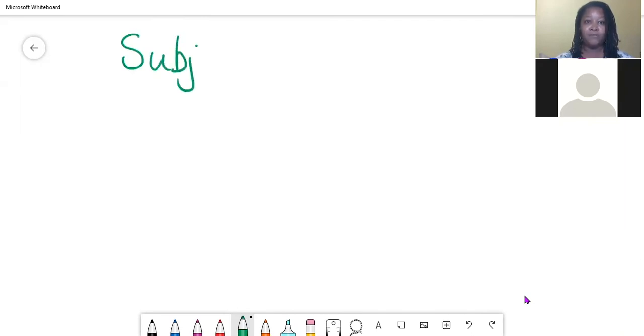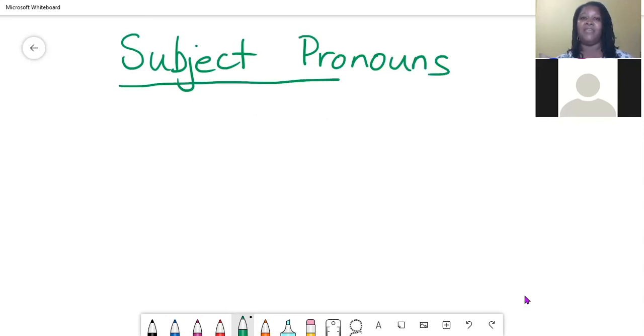Now, one of the things that you want to know about your subject pronouns, or pronouns overall in this case, is that they take the place of a noun. If you have a naming word, and you keep repeating it, the pronoun steps in and says, hey, you don't have to keep repeating yourself. Let me take your place. That's what the pronouns do.